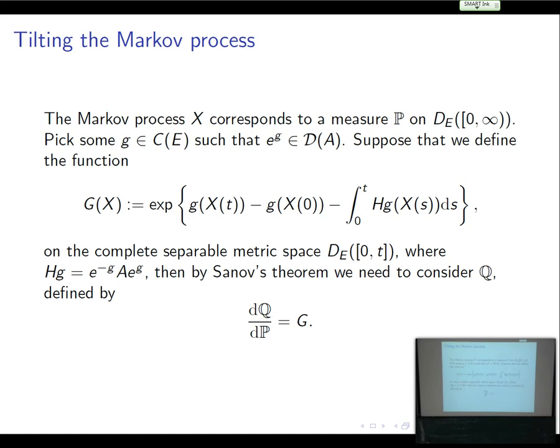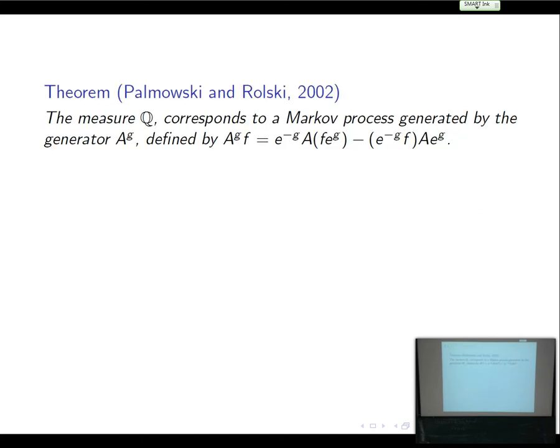term. Well, it was proven in 2002 by Palmowski and Rolski that this measure Q actually corresponds to a Markov process as well. Now, of course, if we look at diffusions, this is well known. But this is actually true in general, so we don't need any of the structure there. So I can define the following operator, which I call A^G. And I define it in the following way. Well, it's actually quite a nasty formula, but if you actually start working with it, you will see very clearly what will happen. And so I'll give two examples to see what you can actually expect with such an operator.